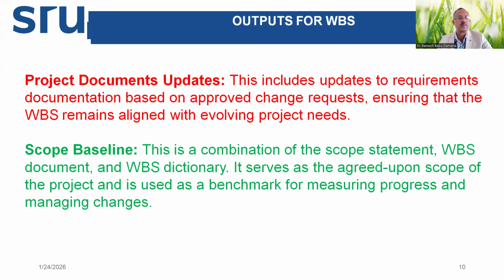Then scope baseline is another output. This is a combination of the scope statement, WBS document, and dictionary. These three together we call the scope baseline. Anyone who wants to clarify any doubt during project execution will refer to the scope baseline. What was the scope statement? WBS document and dictionary. That's all. So it serves as the agreed upon scope of the project, and it is used as a benchmark for measuring progress and managing changes.